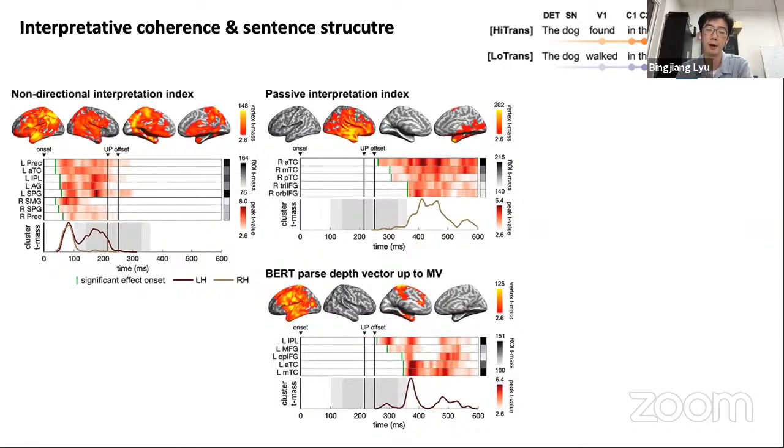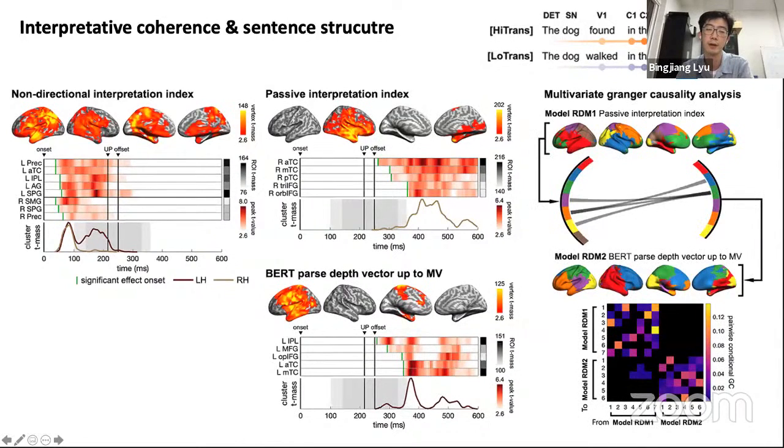Moreover, these effects occur at almost the same time with the effects of the sentence structure modeled by the BERT past steps vector, although significant effects are found in different hemispheres. So we want to further ask, what is the relationship between these two sets of effects? To answer this question, we decomposed the whole brain RC effects into a few components using non-negative matrix factorization and conducted Granger causality analysis with the time courses of these two sets of components. So significant GC connections are only found from the effects of the passive index to those of the BERT past steps vector, suggesting that interpretive coherence indeed facilitates the emergent sentential structure in the brain. So this finding provides a piece of empirical evidence for the constraint-based approach to online sentence processing.